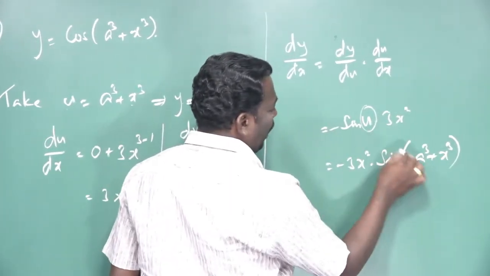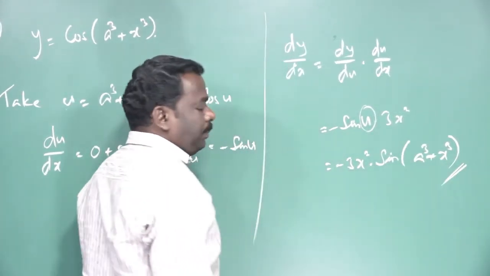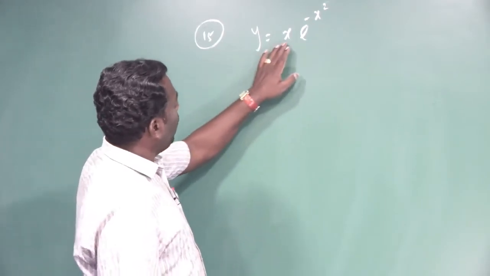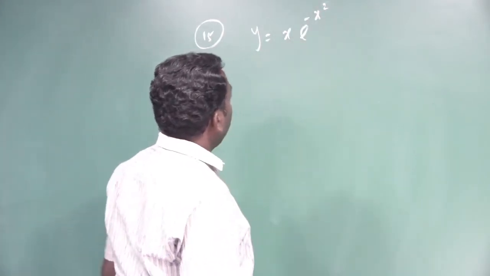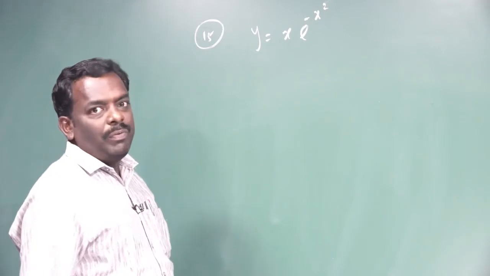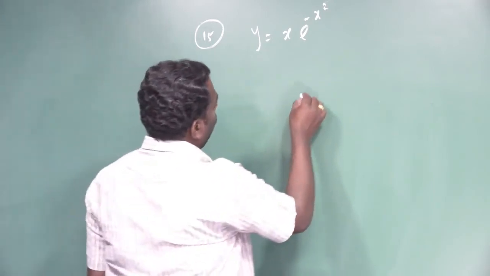Just substitute the u value here, and this is the final simplification. Next, question number 15: y equals x into e power minus x square. In this sum we apply uv differentiation, that is the product rule. We know about the product rule.